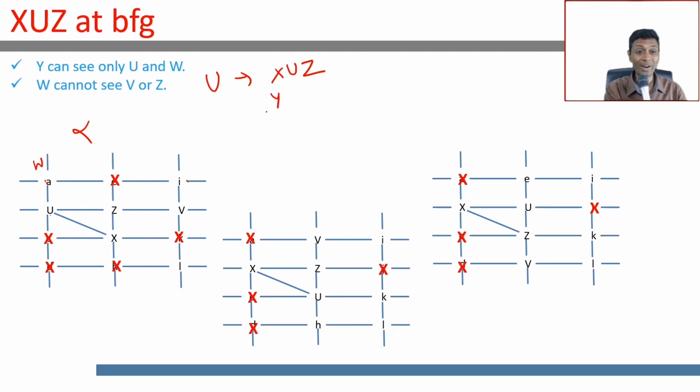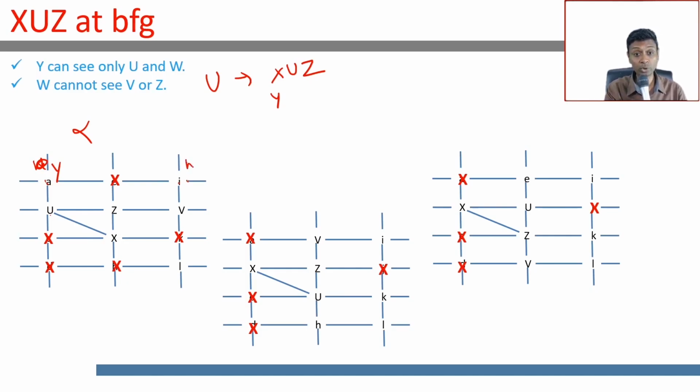Right? Y can see only U and W. W cannot see V or Z. Y can see only U and W. Okay, got it wrong. Y can see U. U need not be able to see W. So this could be Y. And Y can see only U and W. That means this should be W. This is the only other place Y can see.